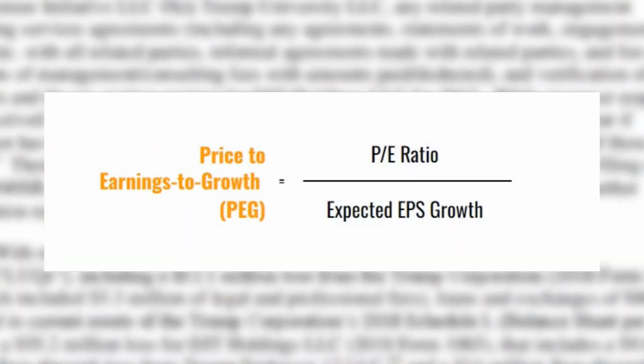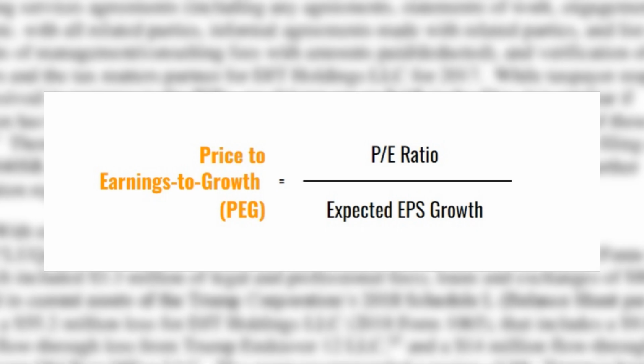Price to earnings to growth, PEG ratio. It's a valuation metric for determining the relative trade-off between the price of a stock, the earnings generated per share, and the company's expected growth. The formula is P/E ratio divided by expected EPS growth.